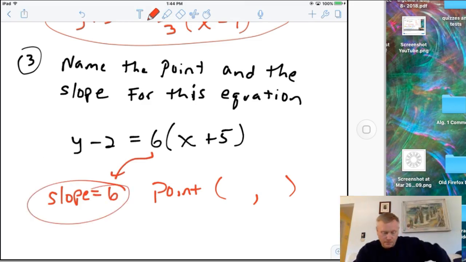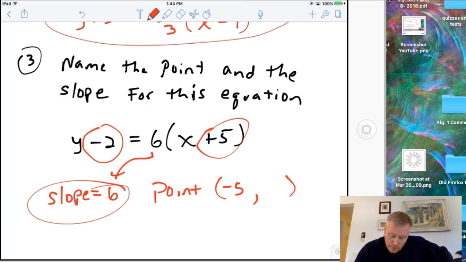The point, this is going to be where I get the number for the y, and this is going to be the place where I get the number for the x. However, you got to remember that there's built-in subtraction signs. So they're actually going to be the opposite signs of what you see there, which will give you negative 5 for the x and positive 2 for the y, okay?